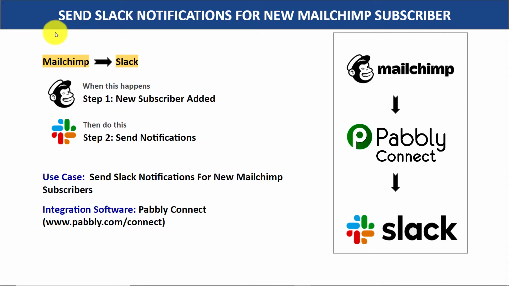Hello everyone. So in this video we will learn how to send Slack notifications for a new MailChimp subscriber. So imagine this, you have created a new subscriber called John in MailChimp. So you have John's name, email address and all those details. So you want to notify your team members about John on Slack.